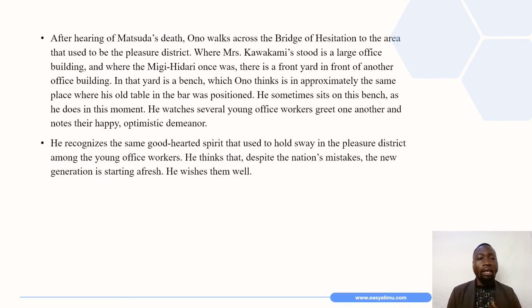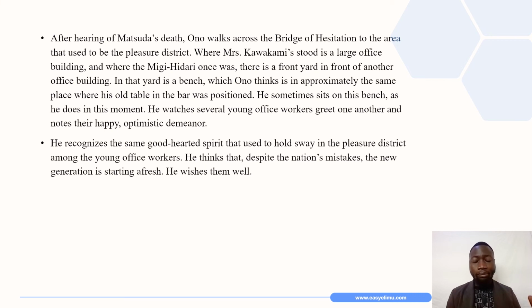So after hearing of Masuda's death, later, Ono walks across the bridge of hesitation to the area that used to be the pleasure district. Where Miss Kawakami's stood is a large office building, and where the Mijihidari once was, there is a front yard in front of another office building.